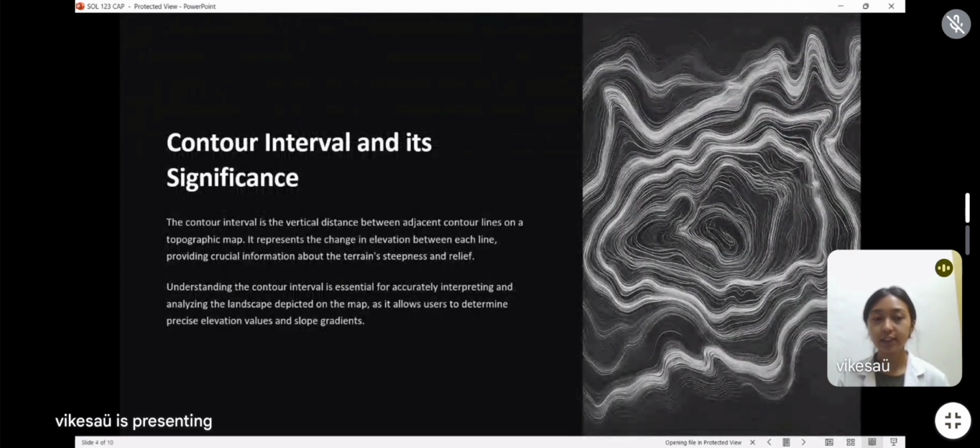Contour intervals and their significance. The contour interval is the vertical distance between the adjacent contour lines on a topographic map. It represents the changes in elevation between each line, providing crucial information on the terrain's steepness and relief. Understanding the contour interval is essential for accurately interpreting and analyzing the landscape depicted on the map, as it allows the user to determine the precise elevation value and slope gradient.